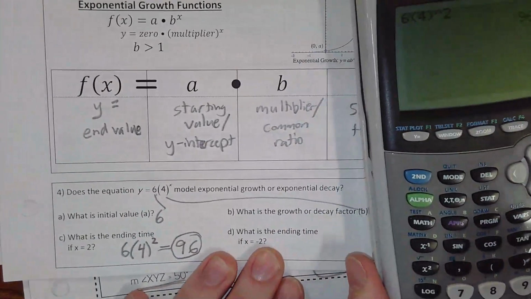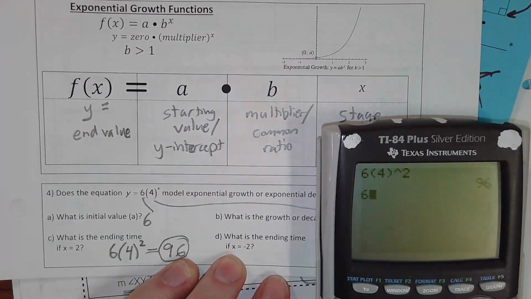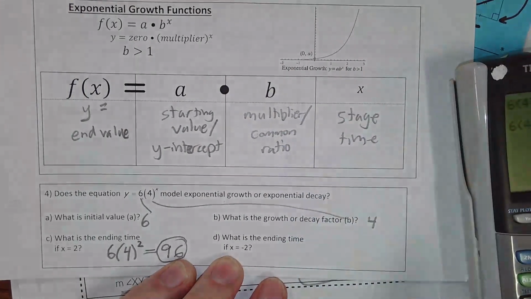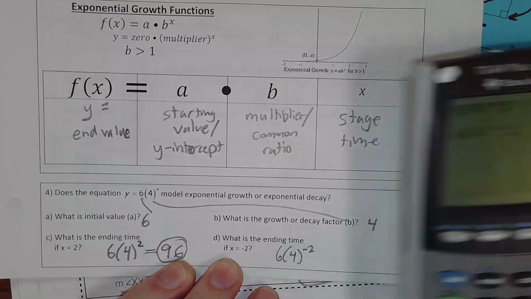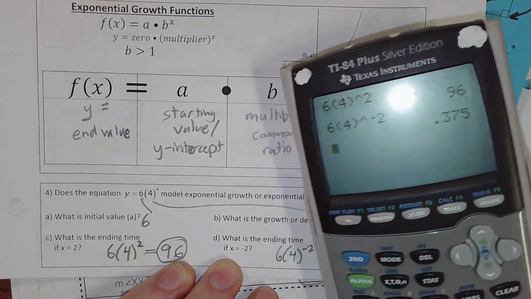What is the end time if x equals negative 2? 6 times 4 to the power of negative 2. Just type it in your calculator. It says 0.375.